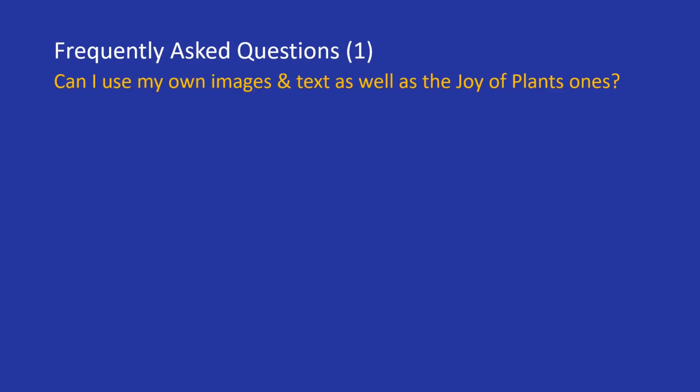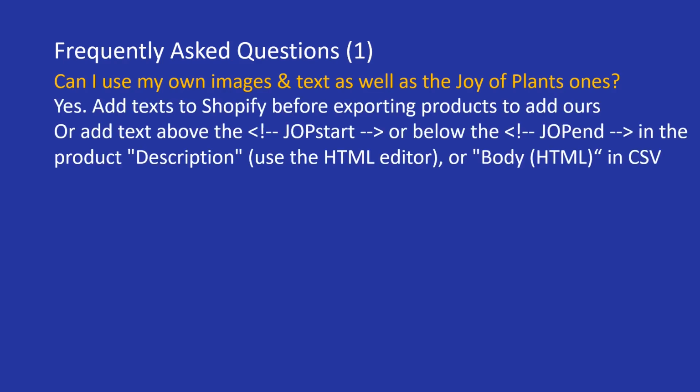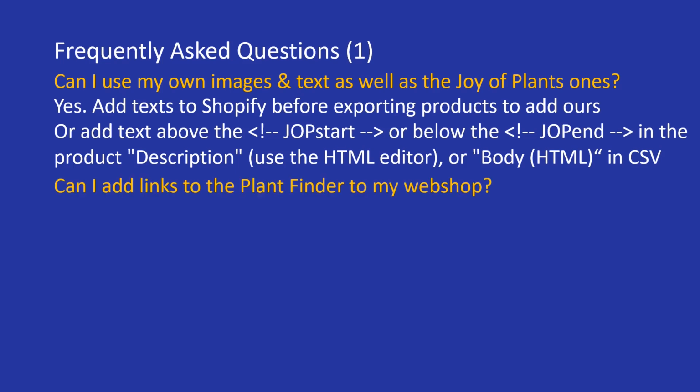Before we finish, I'll cover some frequently asked questions. Can I use my own images and text as well as the Joy of Plants ones? Yes. Just add your images as normal to the product admin page in the media section. When you do this, the Joy of Plants image will appear with other images in the product gallery. Add your own text above the JoP Start code or below the JoP End code in the product description using the HTML editor.